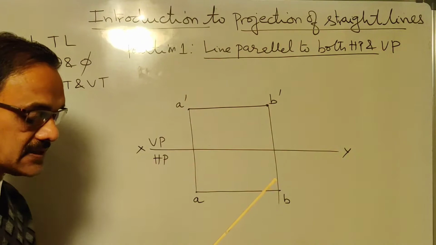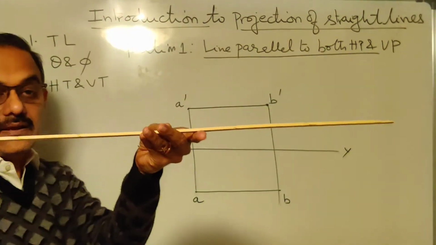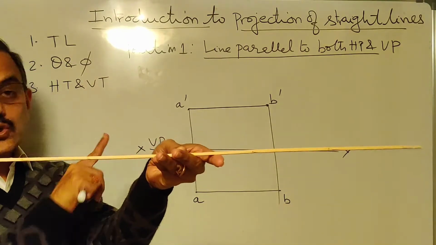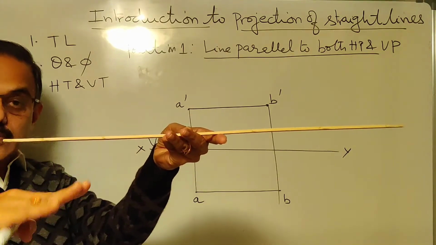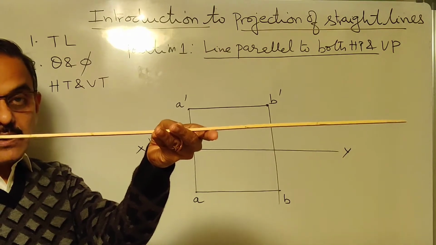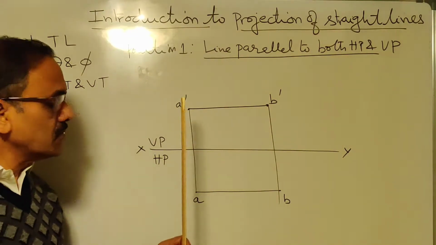I have taken the line as AB, that means I have taken this end as A and this end as B. Now I have projected the line onto the ground and also onto the front wall. Then the ground is imagined to be rotated and brought into the plane of the VP, the vertical plane. This is what you see.